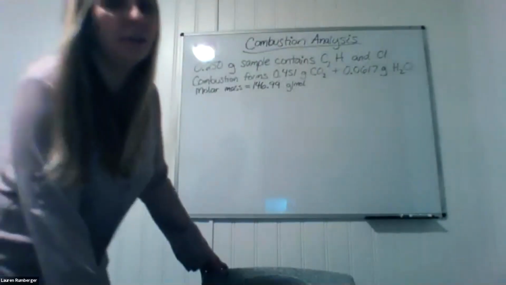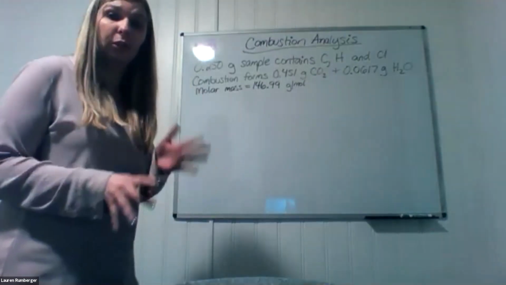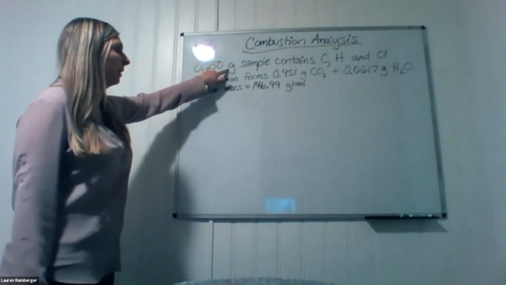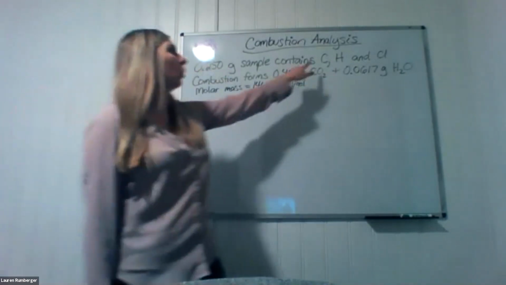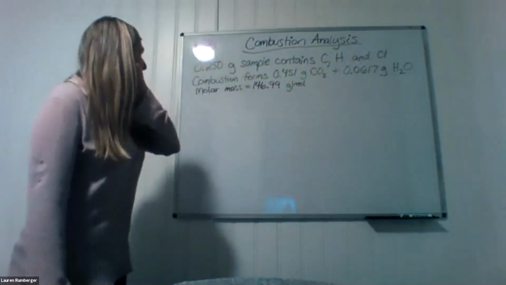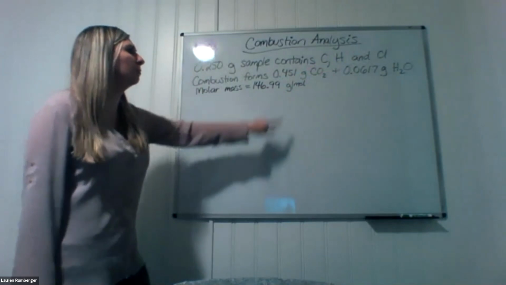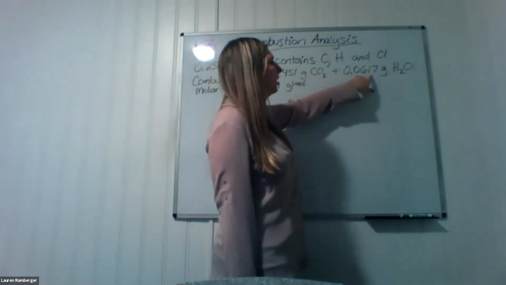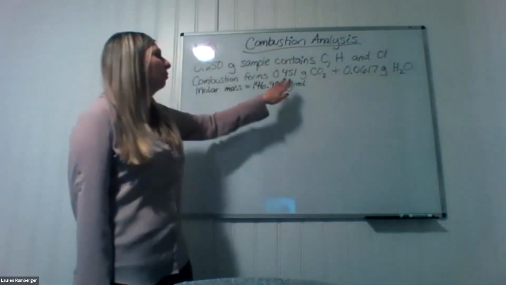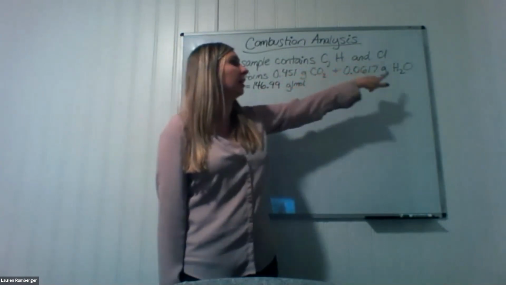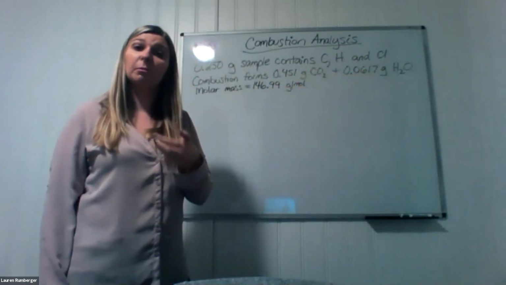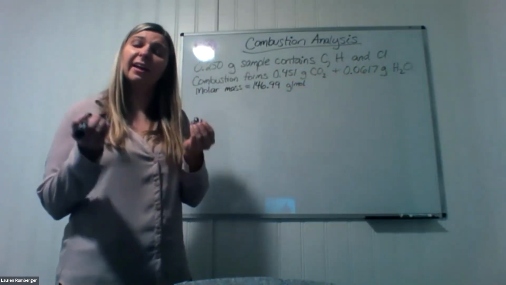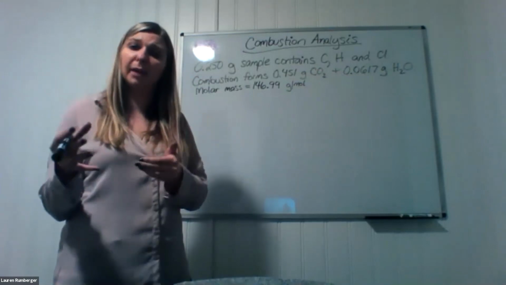Okay, so on the board here, I wrote out all the given information from the problem. We know that we have a sample that is 0.25 grams of the compound that contains carbon, hydrogen, and chlorine. When it underwent combustion, it formed 0.451 grams of carbon dioxide and 0.0617 grams of water. These amounts of carbon dioxide and water can give you the information to determine the amount of carbon and the amount of hydrogen in the sample that underwent combustion.